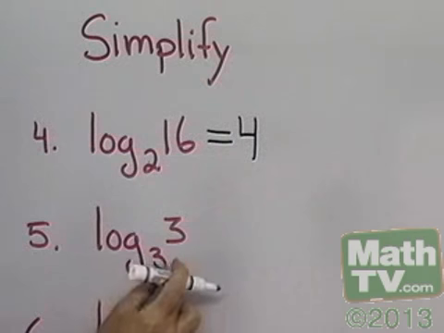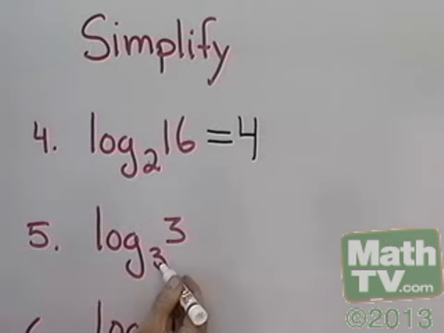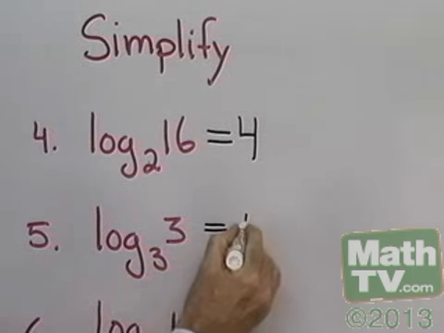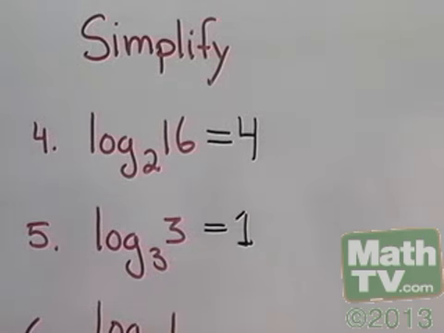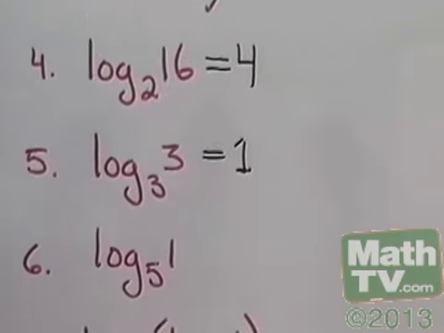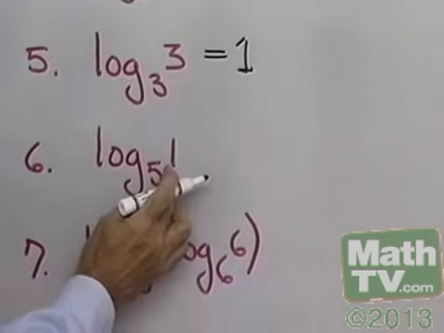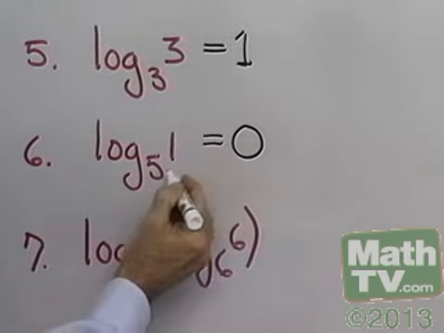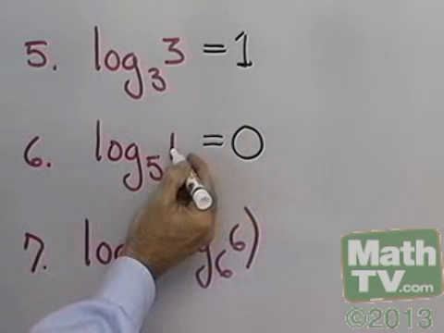Next problem, I have log base 3 of 3. What exponent do I put on this base 3 to get 3? The answer is 1. Next problem, log base 5 of 1. What exponent do I put on 5 to get 1? The answer is 0. 5 to the 0 power is equal to 1.